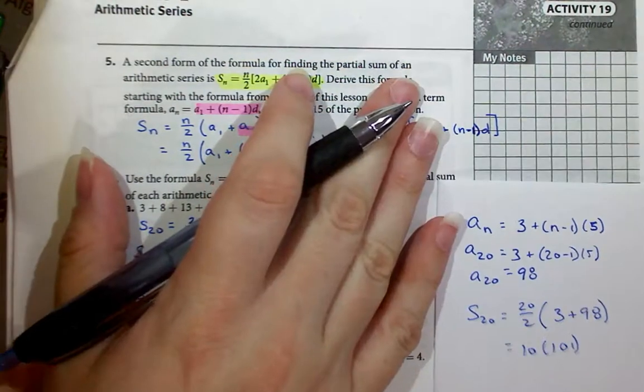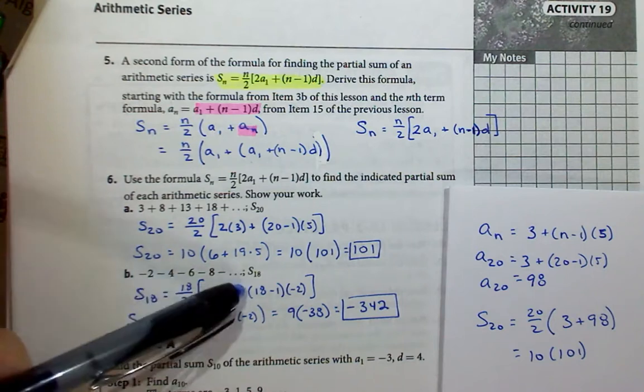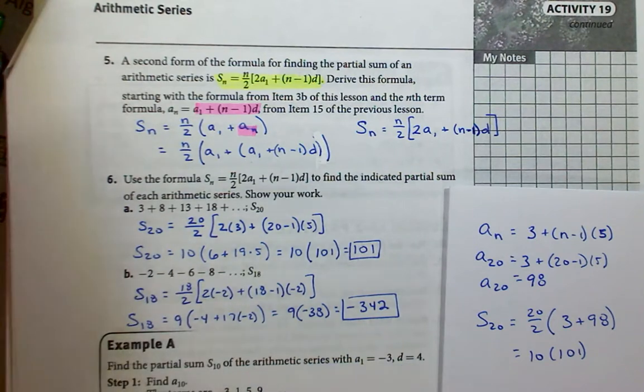Alright, the answer to B should have been negative 342. Okay, so hopefully you got that right. Again, this is a little bit shorter, especially if you just go from here and plug in your calculator. But you can do it the long way. It will not be wrong for me, okay?